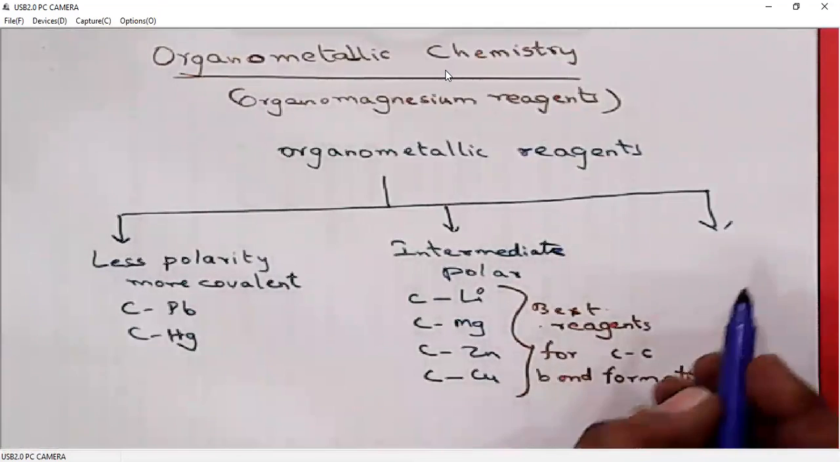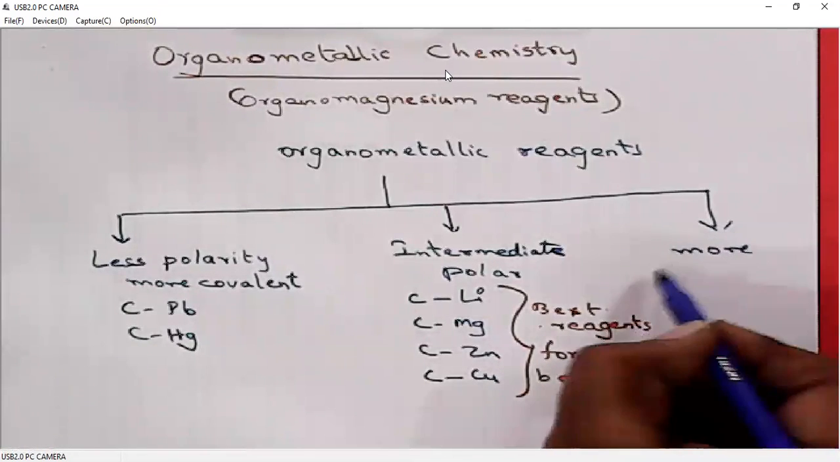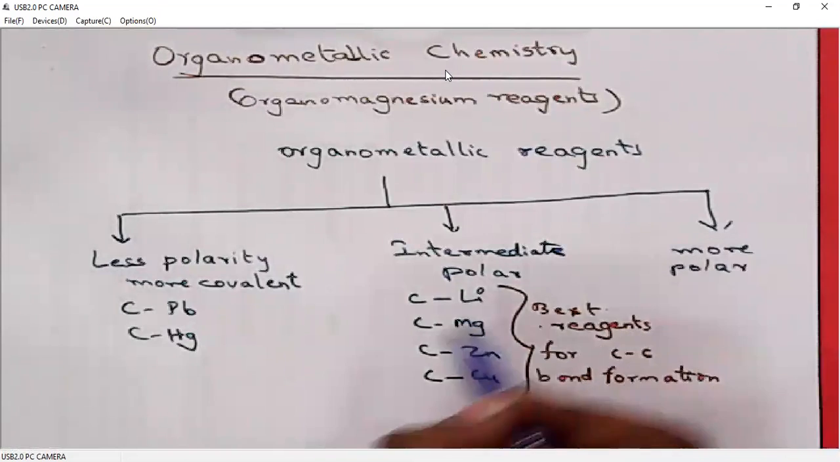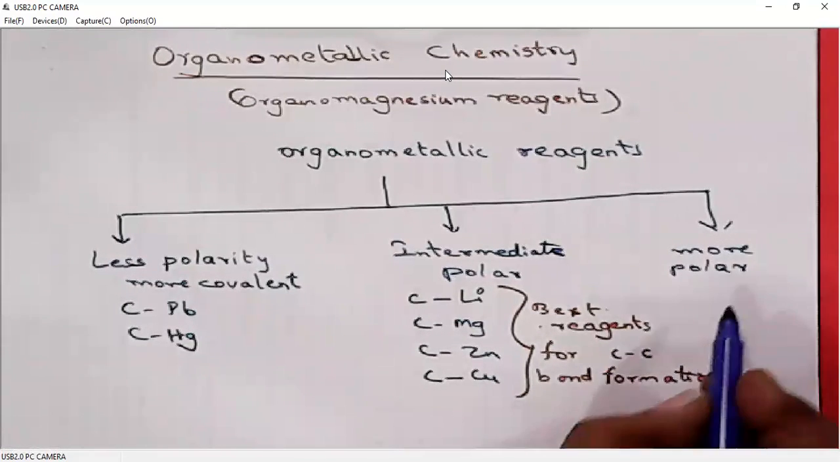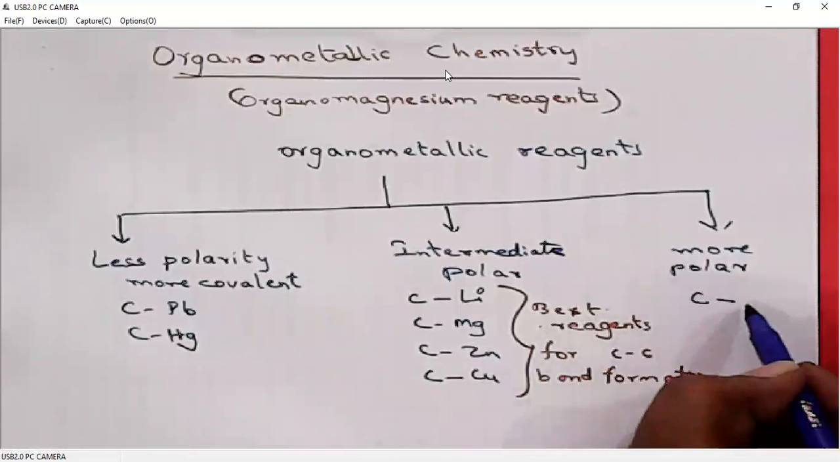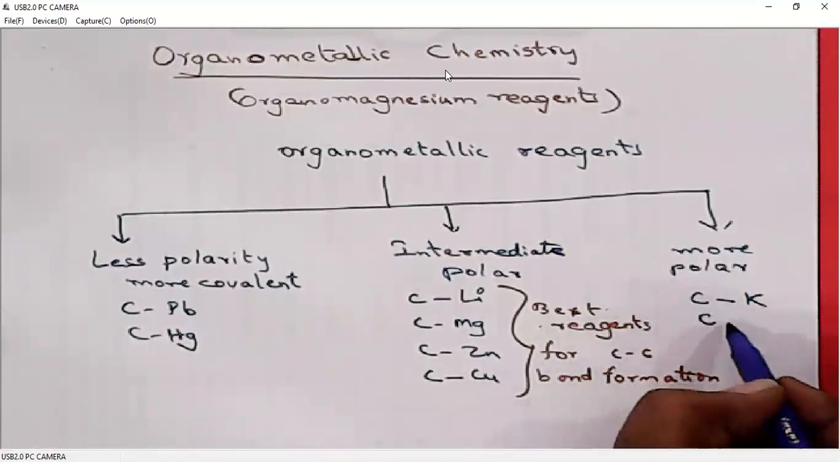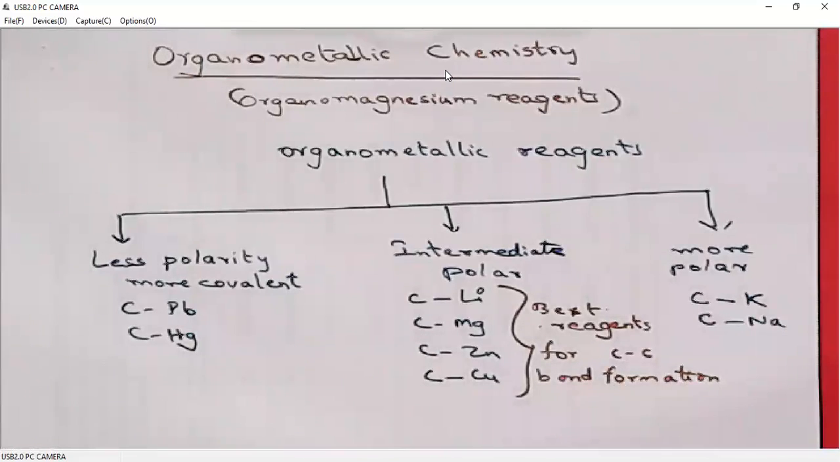And finally, we have more polar carbon-metal reagents. These are carbon-potassium, carbon-sodium. So these can be used as bases. These can be used both as bases as well as nucleophiles. These cannot be used because of their less polarity.